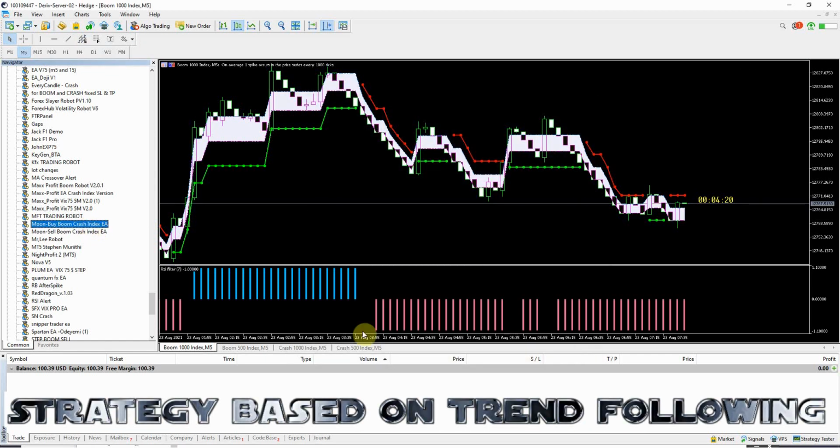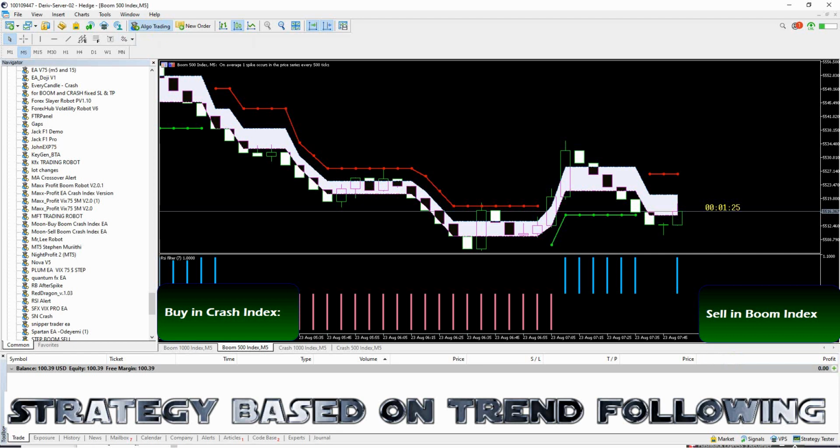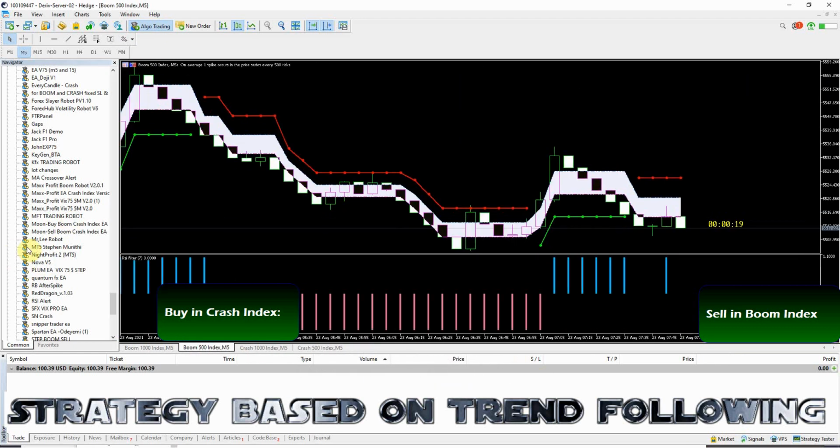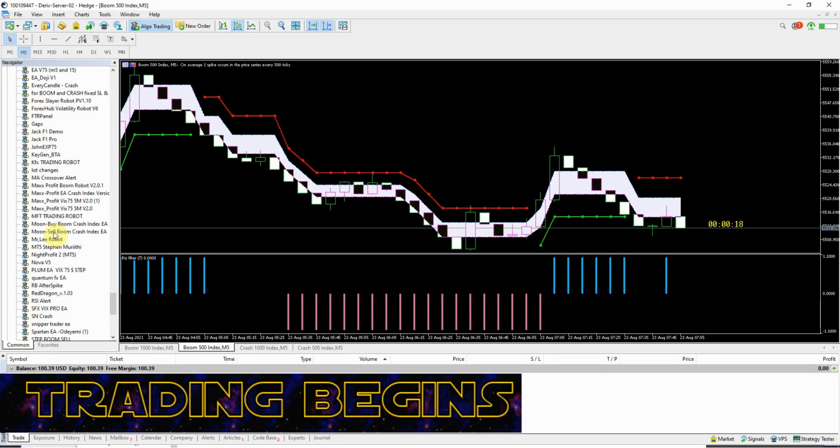This is a trend following strategy on boom and crash, which means I will be buying in crash and selling in boom. And I will be crossing my fingers that I don't get hit by the spike. So, the game plan is you go in there, hit them with some good shit, don't get hit, and come home with a pocket full of cash. Let the boom crash semi-auto trading begin.